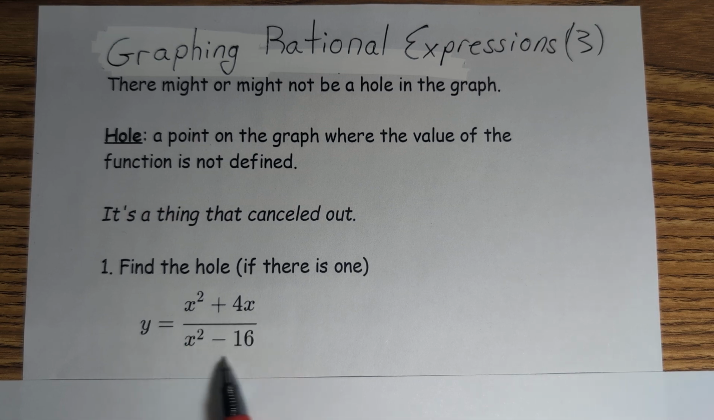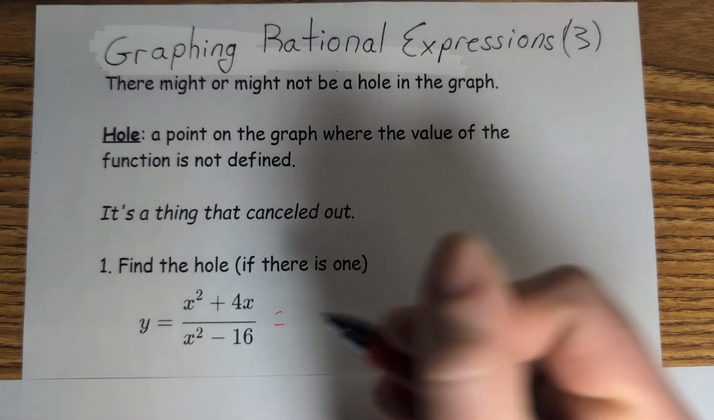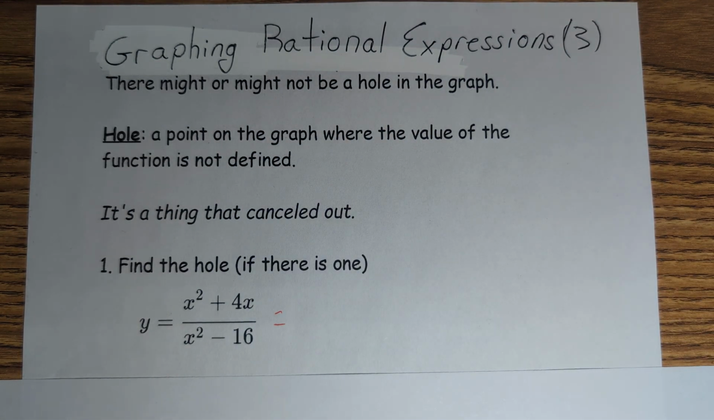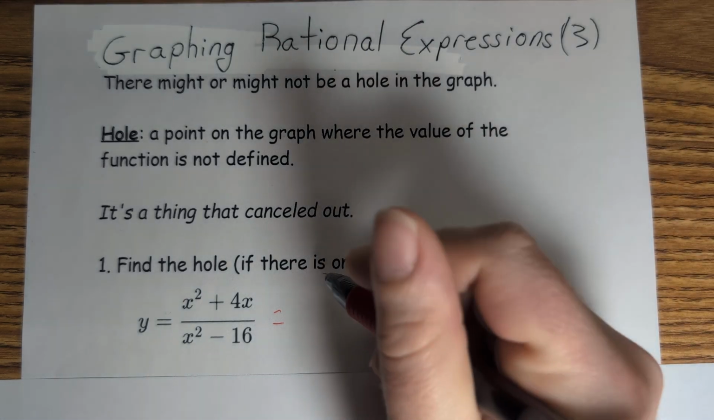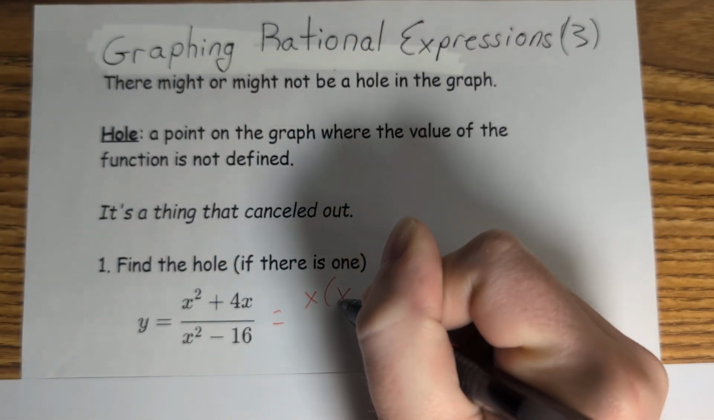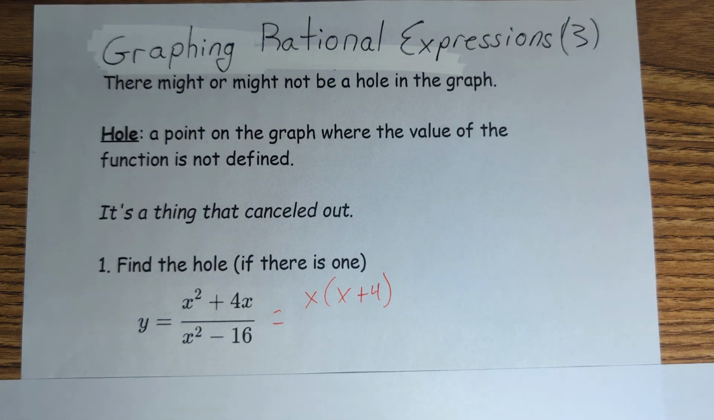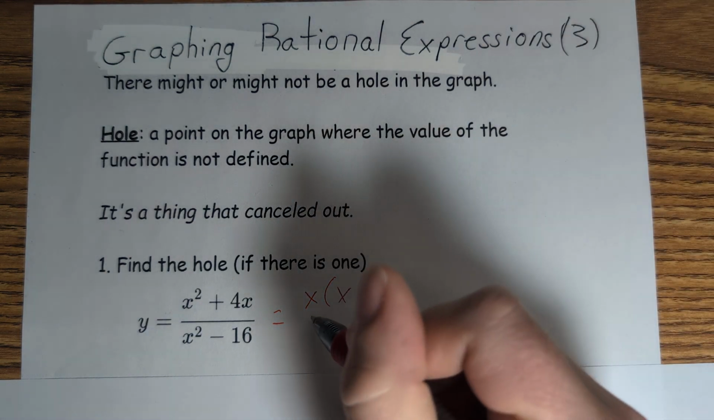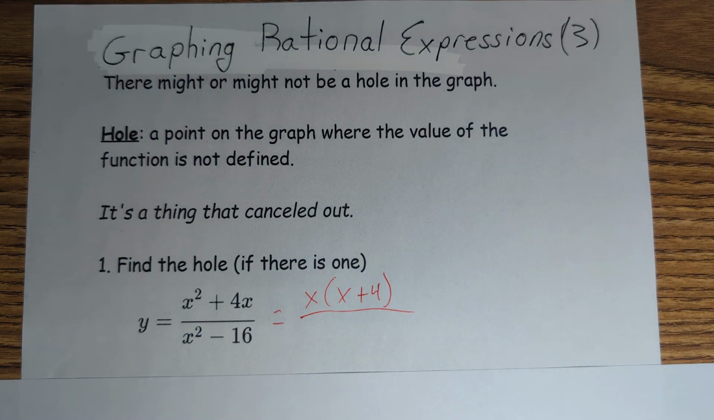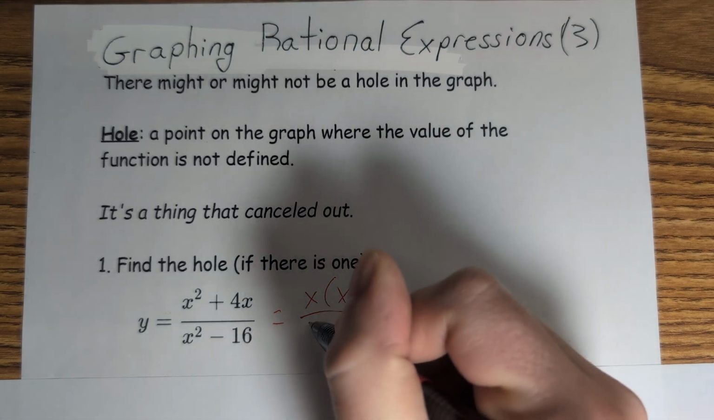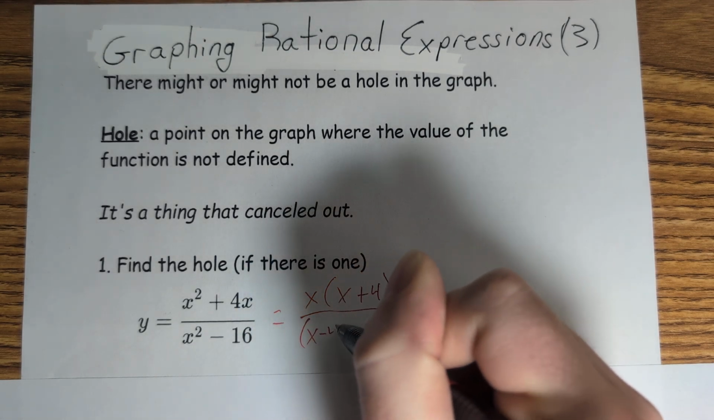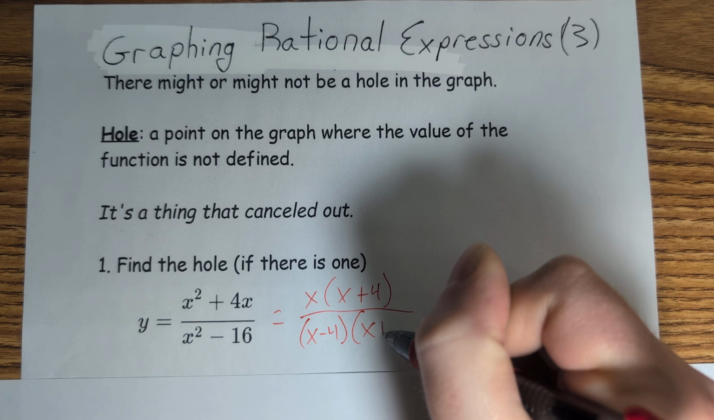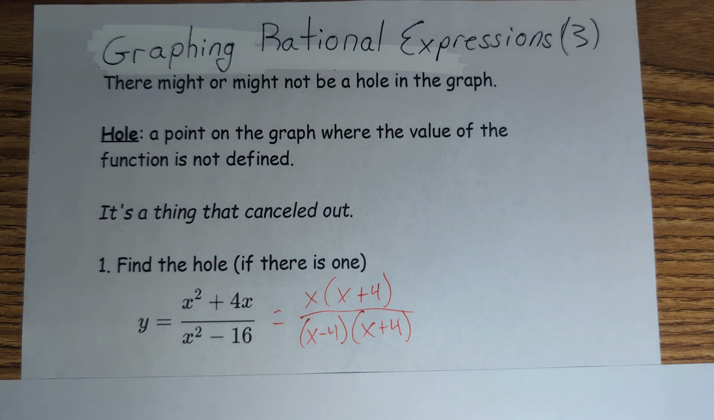So I'm looking at this, and I'm going back to my good old factor the top and factor the bottom both as much as I possibly can. So on the top, I'll factor out an x. All right, there's the top factored apart. And on the bottom, I see difference of two squares. So when I factor that, I get x minus 4 and x plus 4.